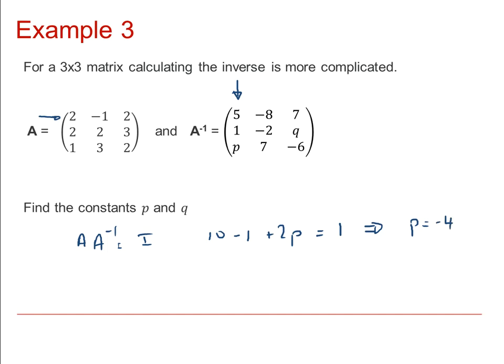If you look at the first row multiplied by the final column, this time we get 14 minus q minus 12 is equal to 0, and therefore you get that q is equal to 2. So that looks at solving little equations by knowing about inverses and how they multiply together with the actual matrix itself to give us the identity.